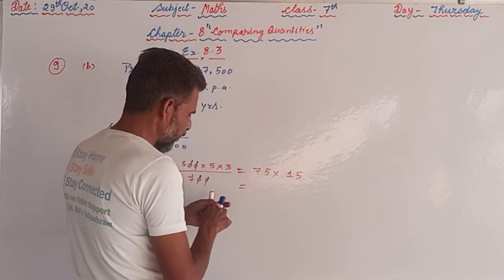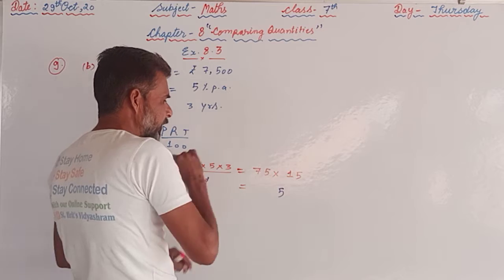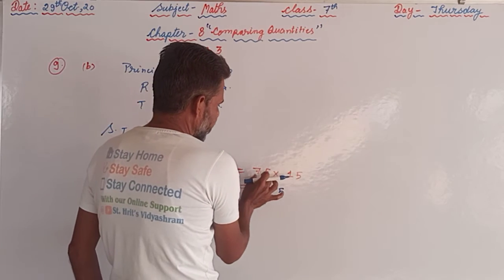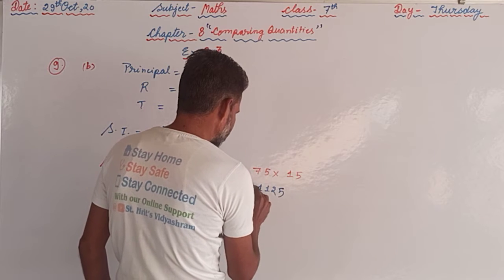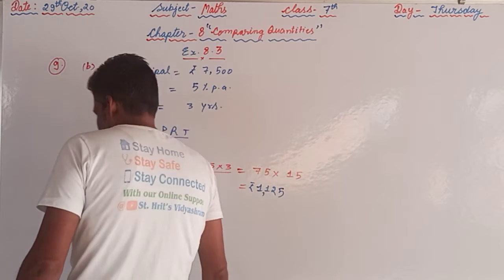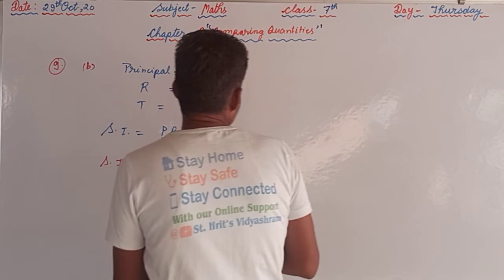15 5s are 75, that will be 5, 7 is carried, and 15 7s are 105, 105 plus 7 is 112. So that will be the interest, that will be 1125, and the amount, again we are supposed to calculate the amount.